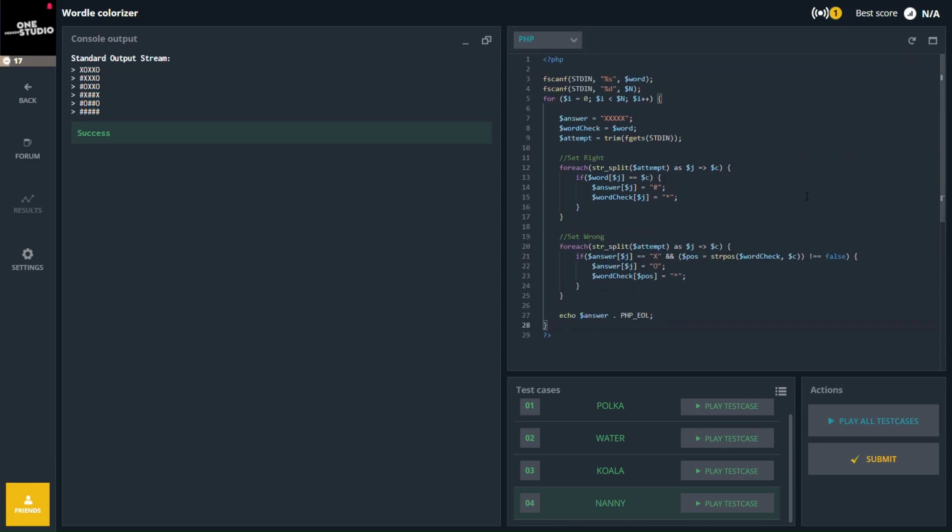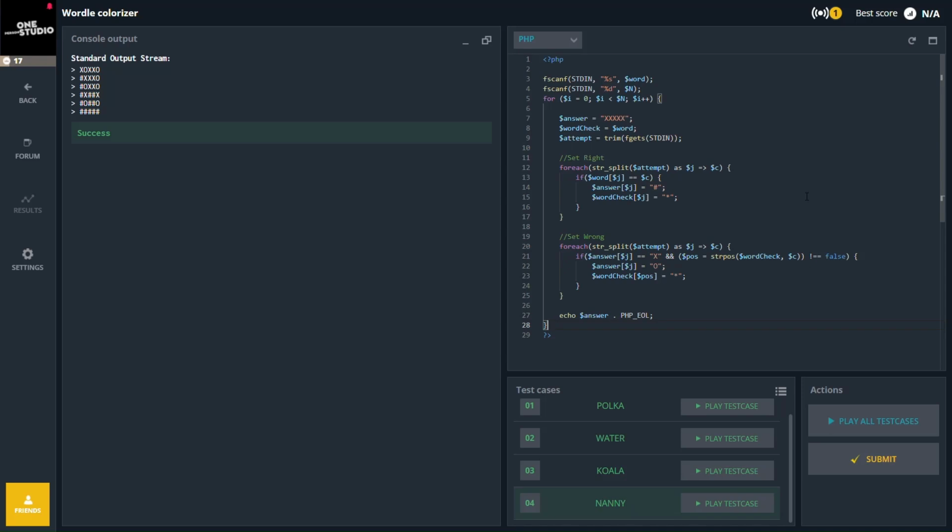Alright, so this is a PHP program that reads a secret word and the number n from standard input. After that, it enters a loop n times, and in each iteration it reads a guess word from the user. Then it compares the guess word with the secret word character by character.